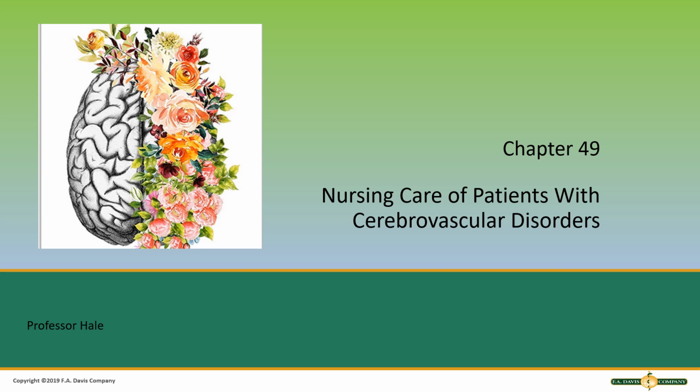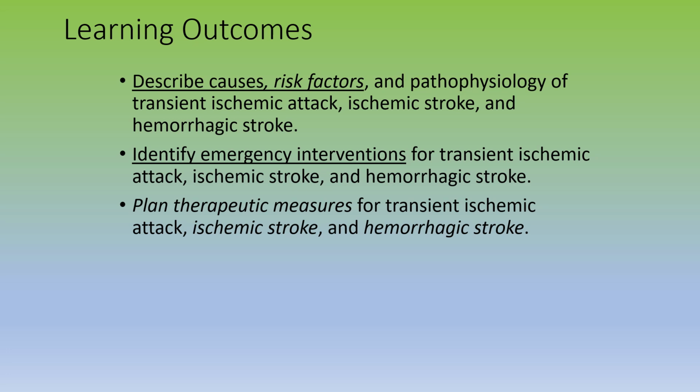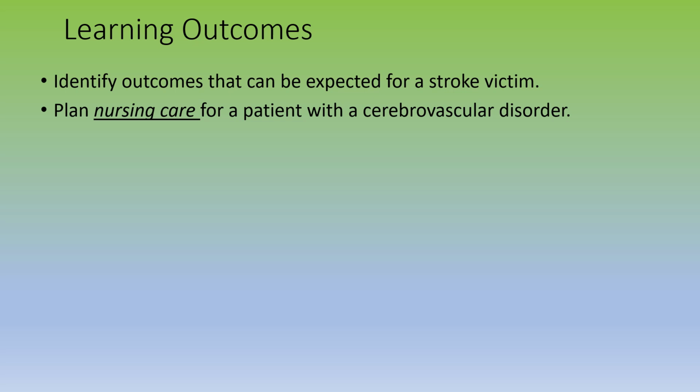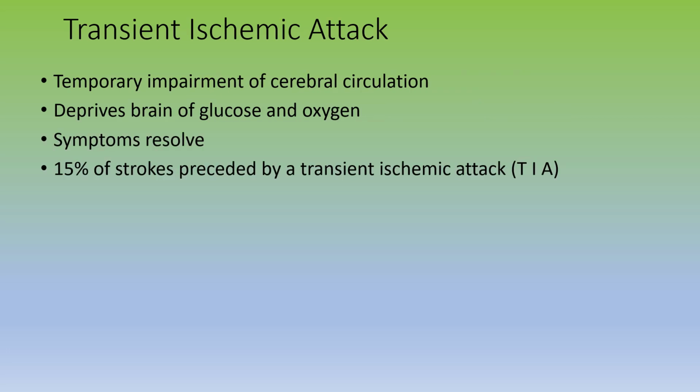I'll be covering Chapter 49 in your medical surgical book, Nursing Care of Patients with Cerebrovascular Disorders. Learning outcomes for this chapter include: describe causes, risk factors, and pathophysiology; identify emergency interventions; plan therapeutic measures for transient ischemic attack, ischemic stroke, and hemorrhagic stroke. In addition, learning outcomes will be to identify outcomes that can be expected for a stroke victim, and plan nursing care for a patient with cerebrovascular disorders.